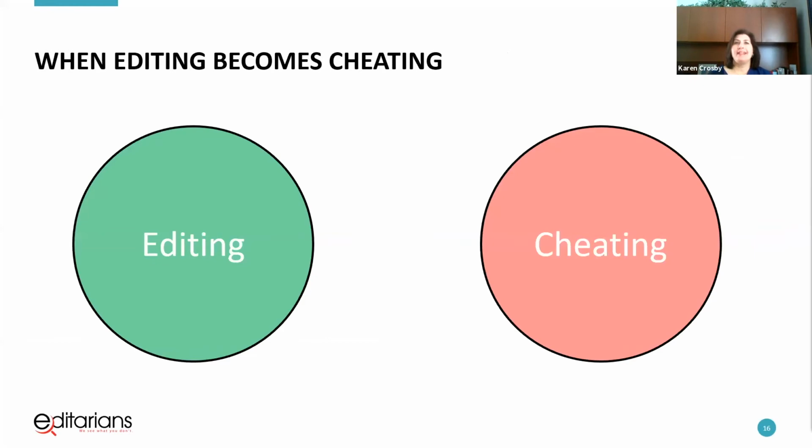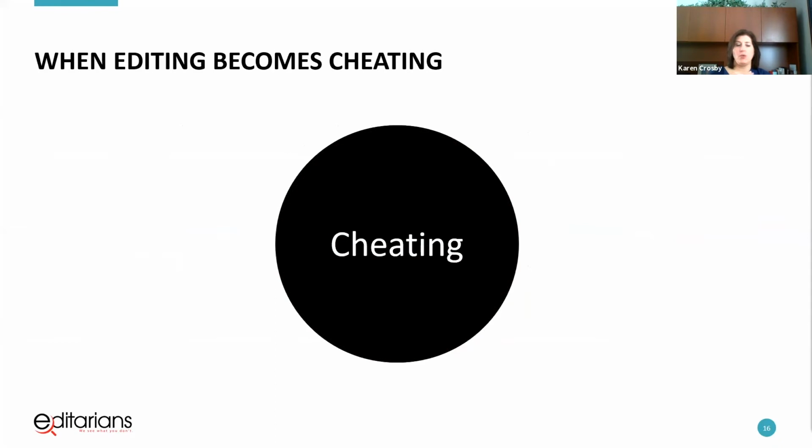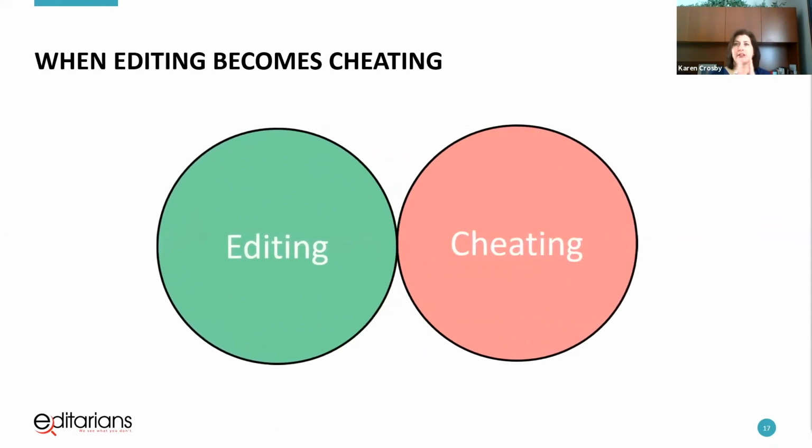So when does editing cross over into cheating? We could say that there's a line between them, and that line is the line of authorial integrity. In other words, the student is the author of the work. The pen must stay firmly in the student's hand.